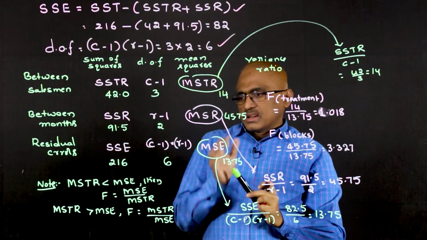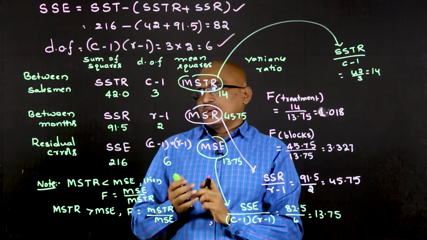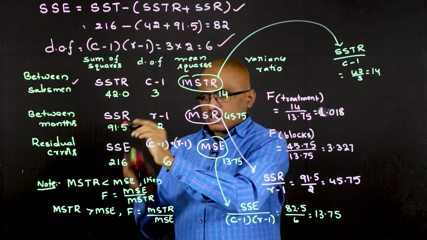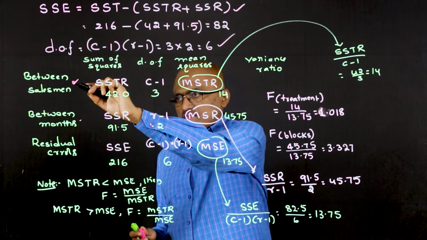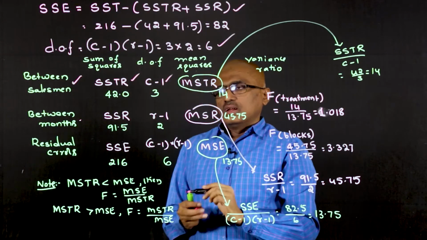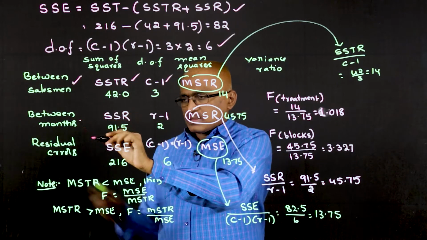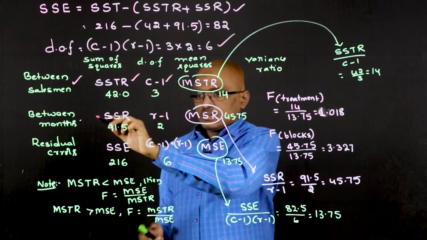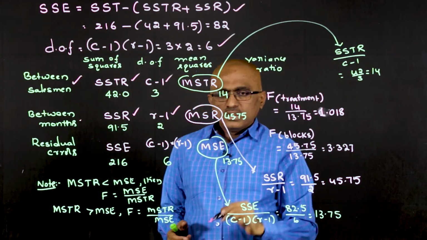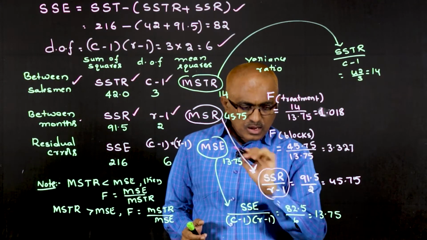Now we can sum up all the values whatever we tried in this form. So between the salesmen, that is between columns, we have SSTR as well as the corresponding degrees of freedom, C minus 1, and also MSTR, which is SSTR by C minus 1. Similarly, between months, that is between rows, we had SSR as well as corresponding degrees of freedom, that is R minus 1, and also MSR, which we can have with the help of SSR by R minus 1.